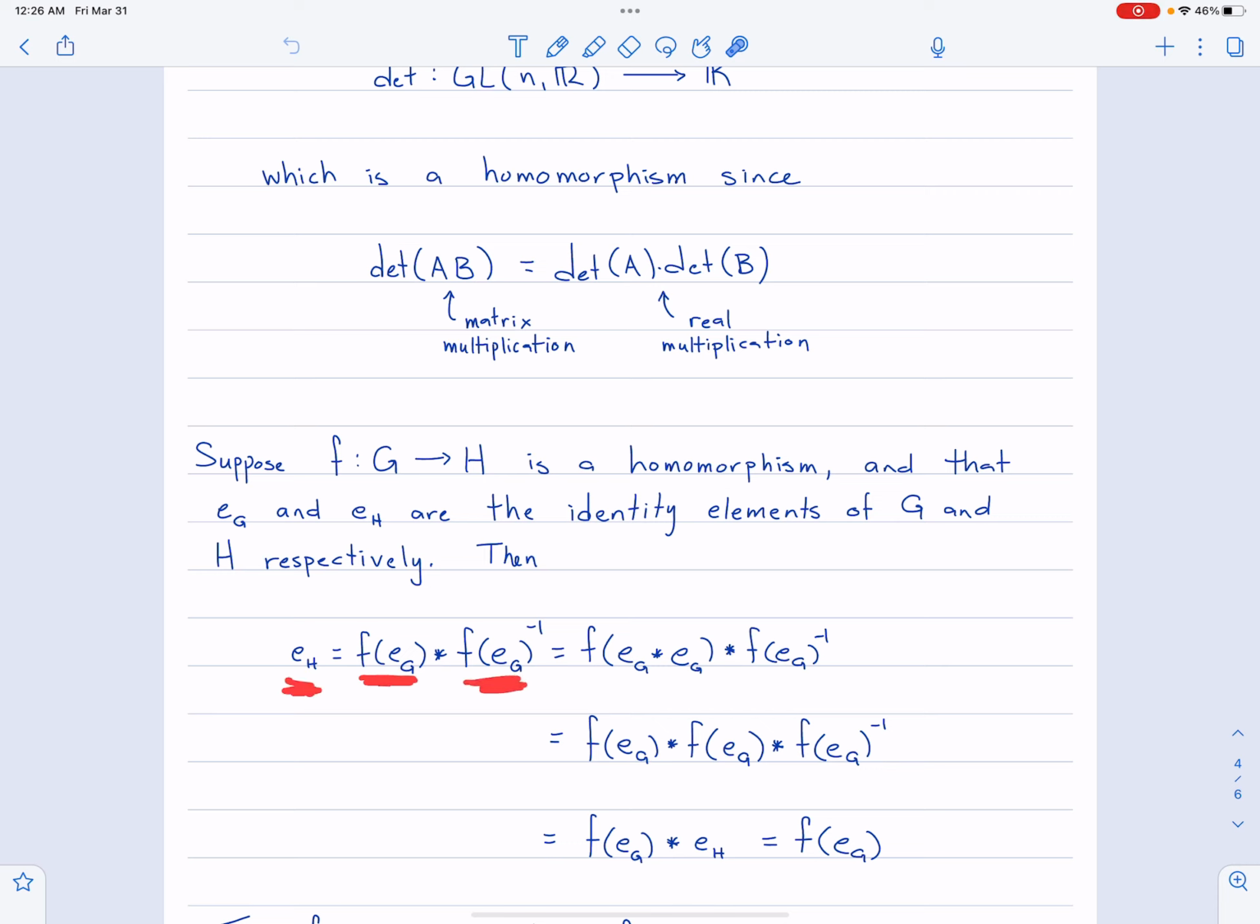to e of H. So notice I've shown that if f is a homomorphism, then it has to take the identity element of G and send it to e of H. Okay, so homomorphisms always take the identity element and send it to the identity element of the other group.